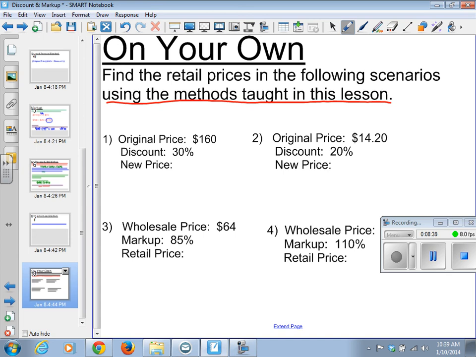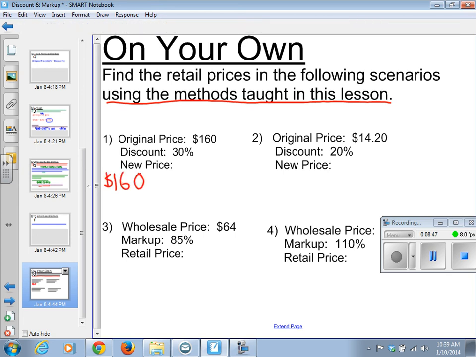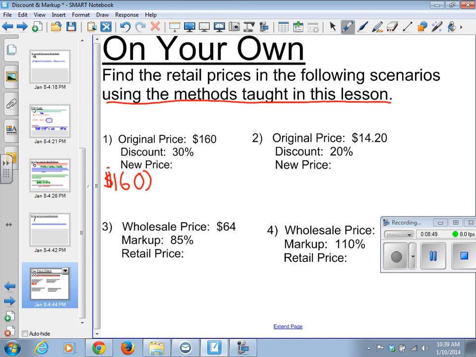Our discount is 30%. Let's find the new price. Well, we know we're going to multiply 160 by something because that's the original cost. If we take 30% off that cost, we're left with 70%. 100 minus 30 is 70. So we do 160 times 7/10. I'm going to grab my calculator really fast. Some of you may have the answer already. And hopefully you found for an answer a final price of $112.